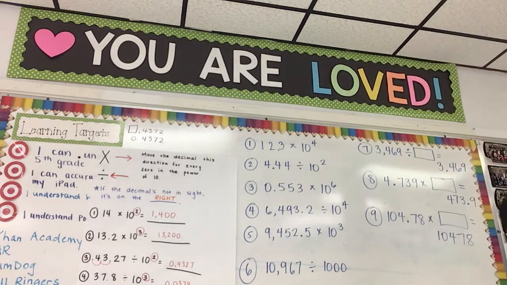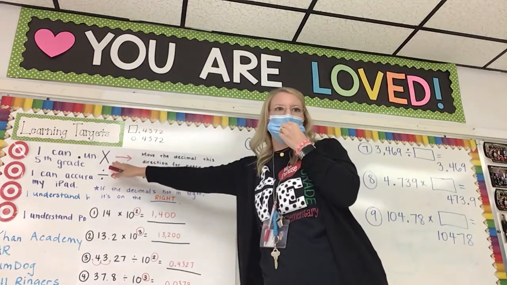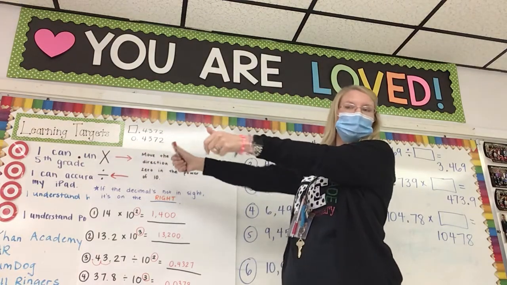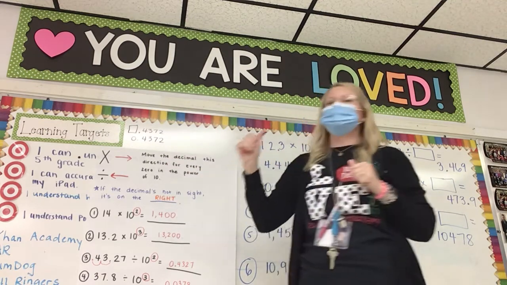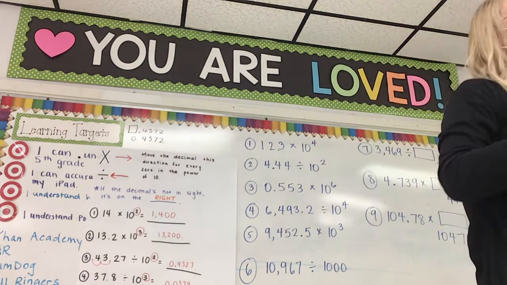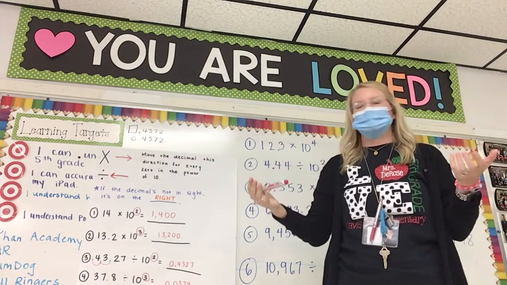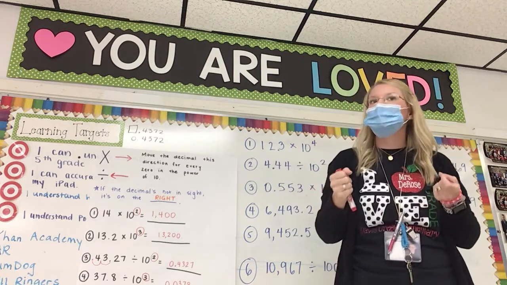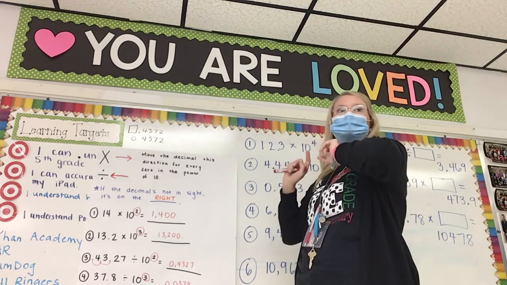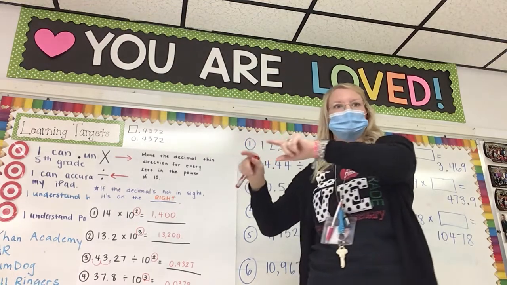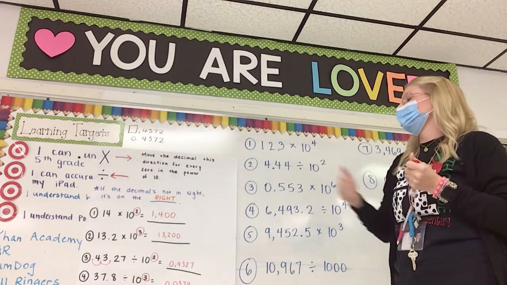Right, everybody. So remember yesterday we talked about when you're multiplying by a power of 10, you're going to move your decimal to the right, one place for every 0 in the power of 10, because we're making our number get larger by 10. When we're dividing a number by a power of 10, we're making our decimal move to the left by 1, or by every 0 in the power of 10.